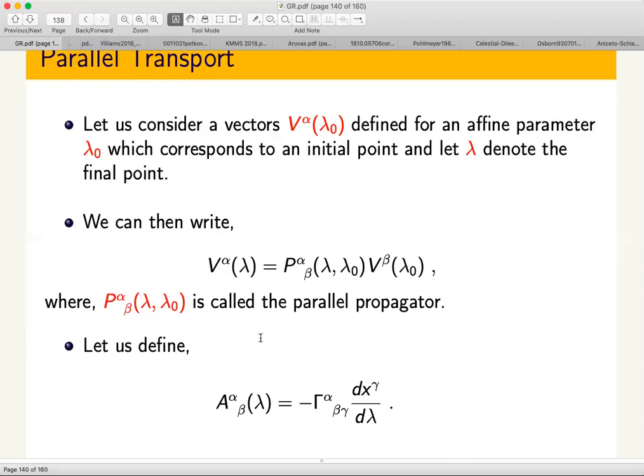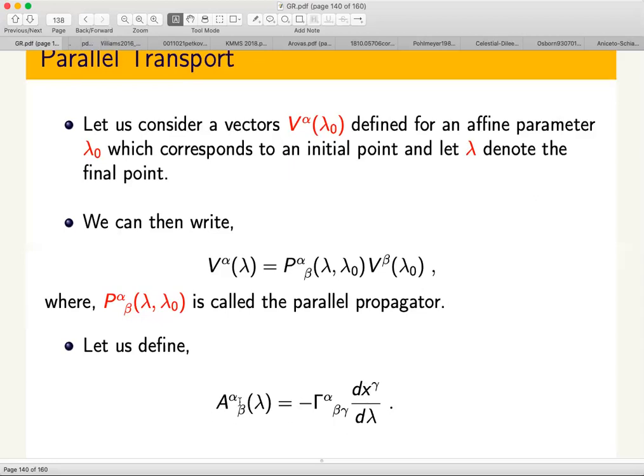So what we will do is we define a quantity A, just to simplify our calculation. We could have carried these two terms all through our calculations instead of defining A, but it is convenient to use quantity A so that the equation doesn't look too cluttered. Of course, at the end of the computation, we would substitute that as minus gamma alpha beta gamma times del x gamma by del lambda.